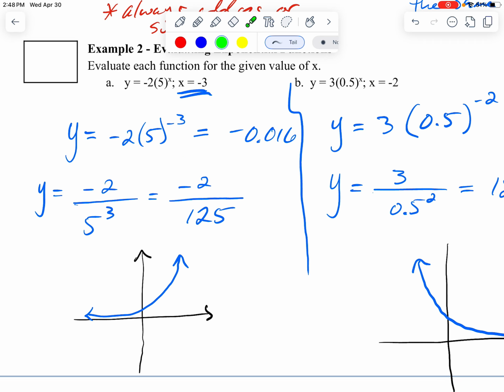-0.016. And why that's the case is if I have this -3rd power, remember, what that does is to make that a positive power that brings it to the bottom of the fraction. So this becomes -2 divided by 5 to the 3rd power. 5 to the 3rd power is 125. -2 divided by 125 is this, -0.016.